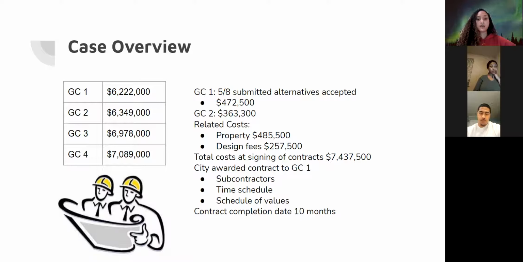The subcontractors, the time schedule, and the schedule values were also included in the contract, and the completion date was set for 10 months after the award was given.